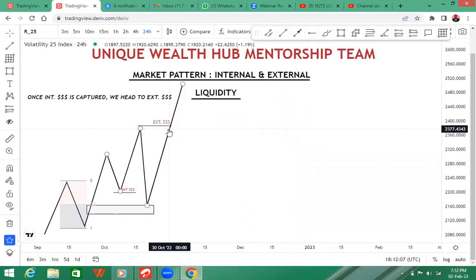Okay. External liquidity. External liquidity that is captured is the previous structural point in the direction of the trend. You can watch the video over and over again. External liquidity is in the direction of the trend, the previous structural point.